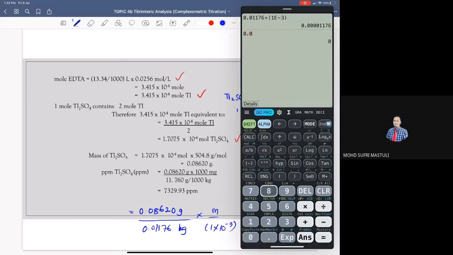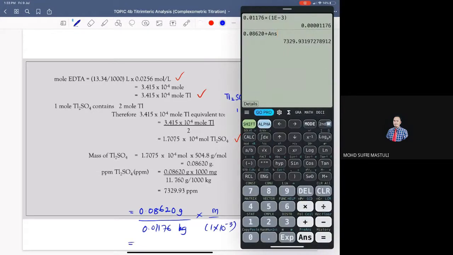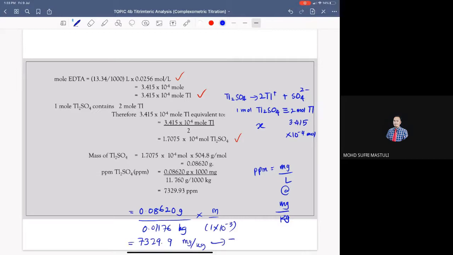And then 0.0862 divided by the answer, you can obtain 7329.9 milligram per kilogram, or 7329.9 ppm. Okay, so this one goes to this answer.